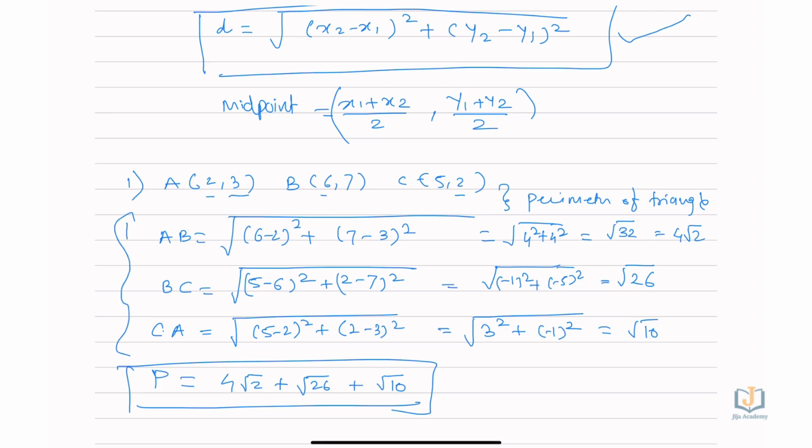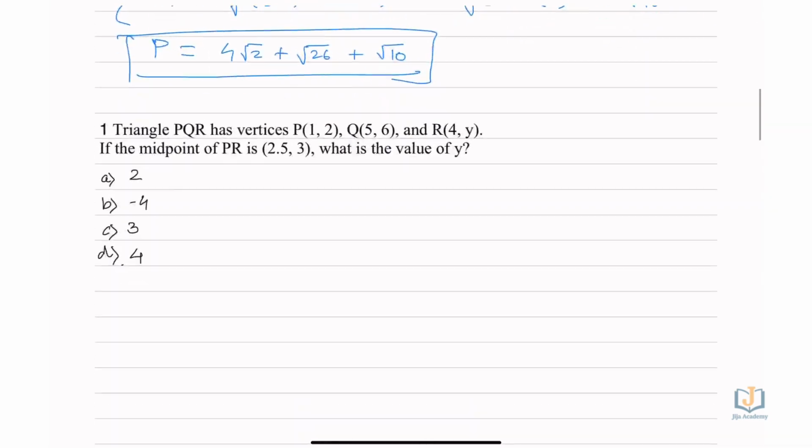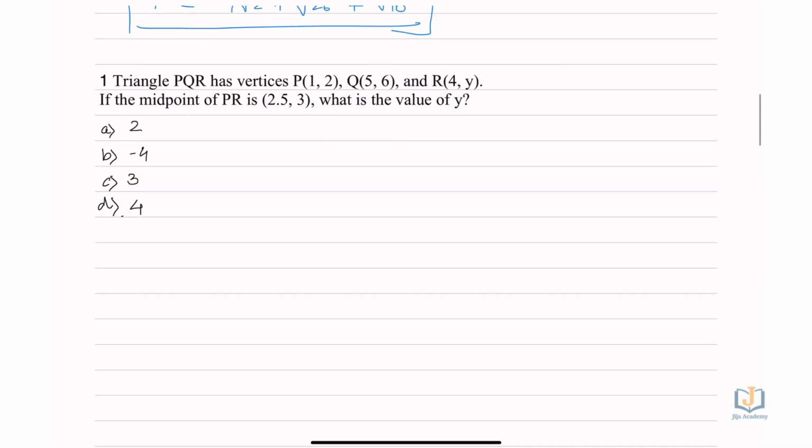Now we are moving to the problem. The first problem is: Triangle PQR has vertices P equal to (1, 2), Q equal to (5, 6) and R equal to (4, y). The midpoint of PR is equal to (2.5, 3). What is the value of y? So this is P and this is R. P is (1, 2) and R is (4, y). And the midpoint is (2.5, 3).